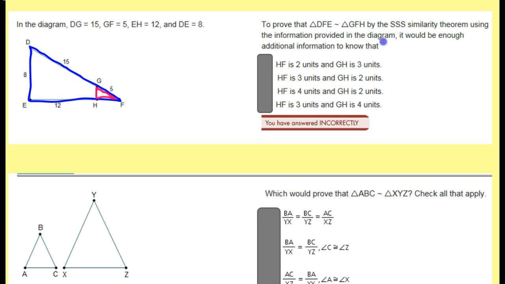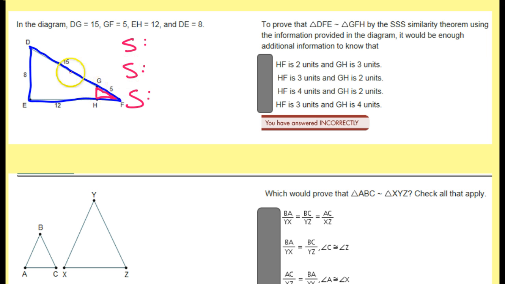Okay, using the information provided in the diagram, what additional information would be enough to know that... and then we got some stuff here. Okay, so look, here's what we need to know. If we want to do side-side-side similarity, we're going to need 3 pairs of corresponding sides, and they all have to give us the same ratio.